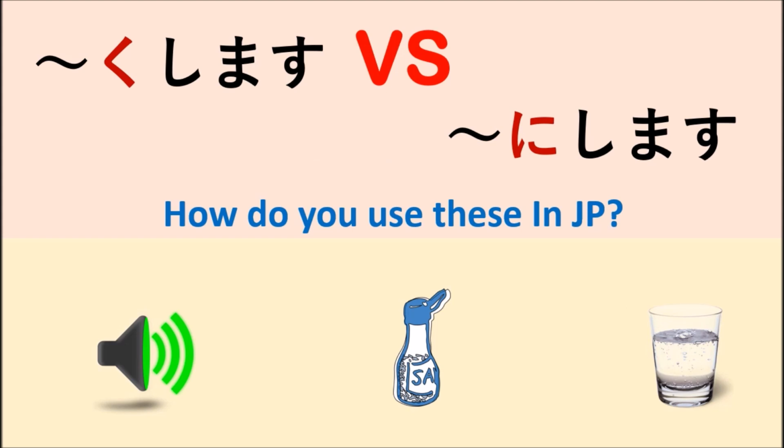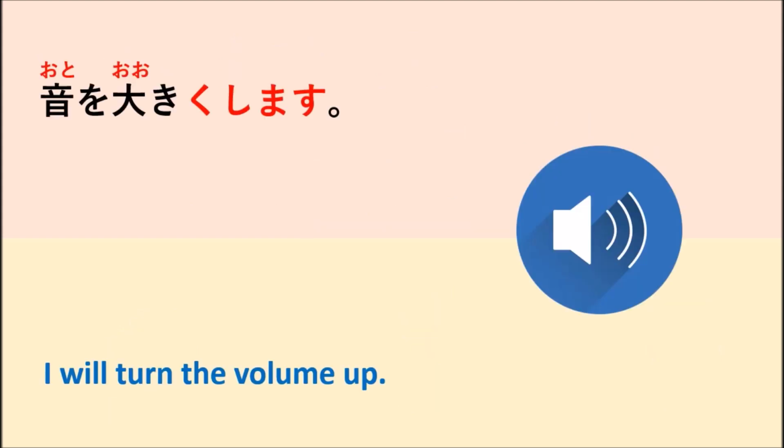The meaning of nani nani kushimasu or nani nani nishimasu is that you do something and you change from one situation to another situation. Kushimasu we use with an adjective, and nishimasu we use with a noun or a non-adjective. As you see here, we have some examples like this.